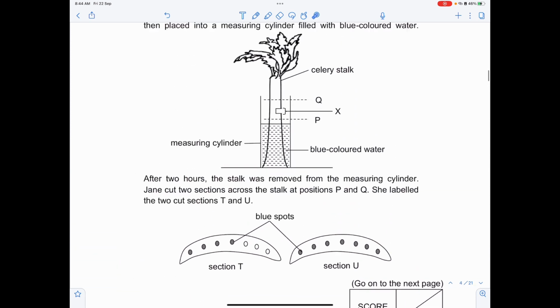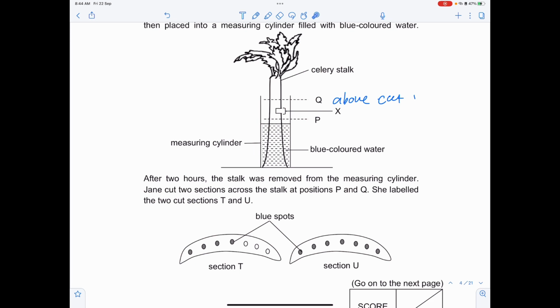Q is actually above, right? Above the cut. So because it's above the cut, it will not be able to receive any blue color water. So therefore, when you cut here, this will show this part. Then you'll be asking me, but how come some of it still has blue? That's because they cut it in a C-shaped manner.